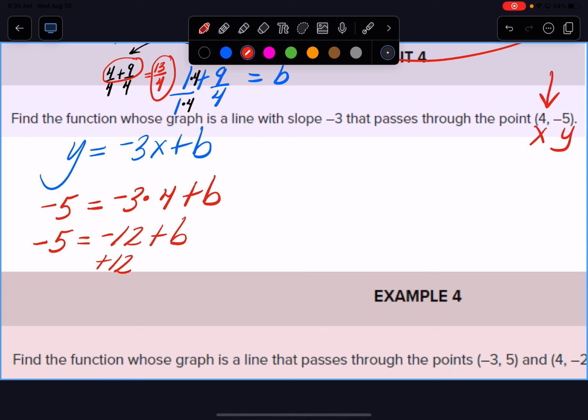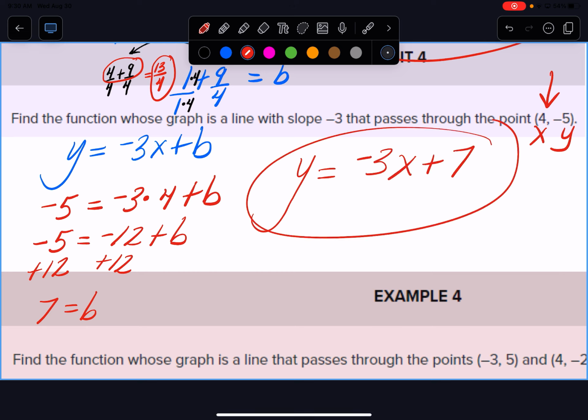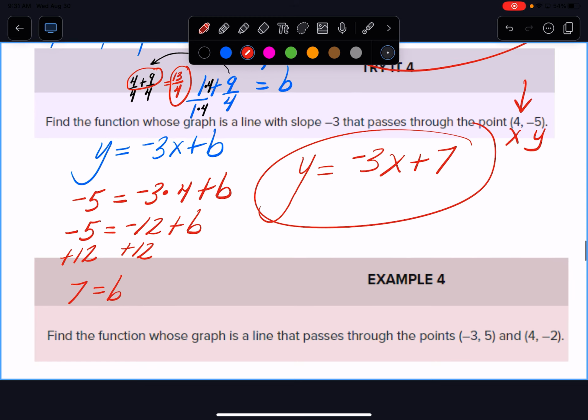Add 12. So now we have 7 equals b. Whoop, there it is. Y equals -3x plus 7. What are your questions on that? Okay, just similar idea here. Now just one extra step.